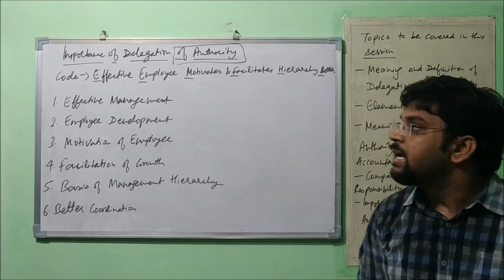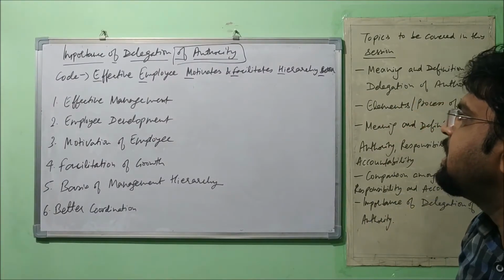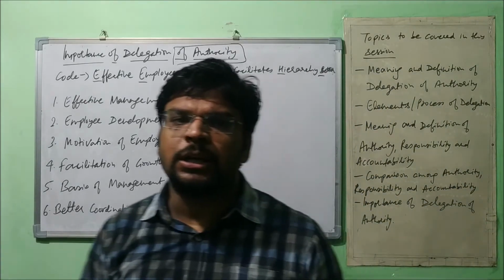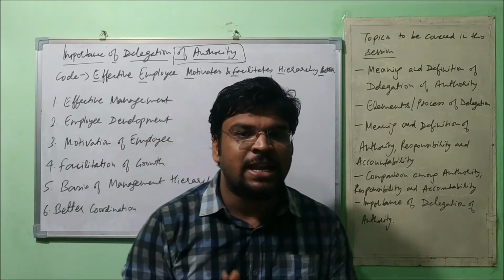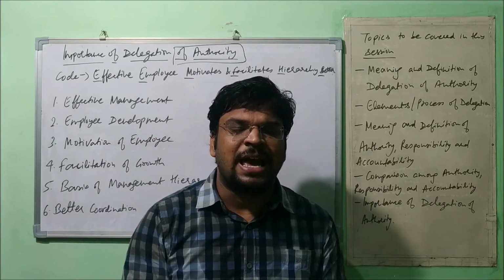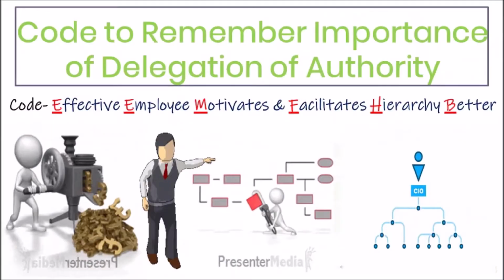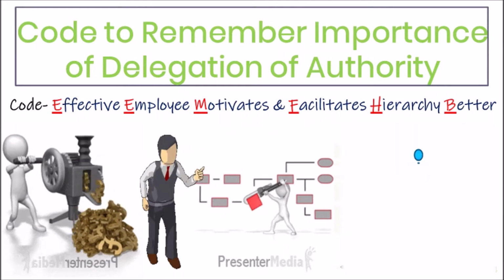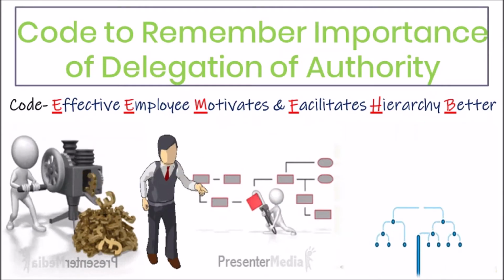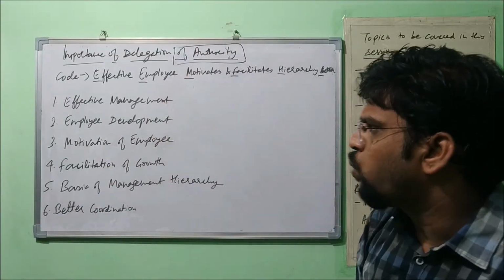The code is: effective employee motivates and facilitates hierarchy better. You have to imagine there is one employee who is effective. He can motivate and facilitate the hierarchy, means the scalar chain, all the job positions, in a better way. Understood? So by remembering this code, you will remember all these points. How?